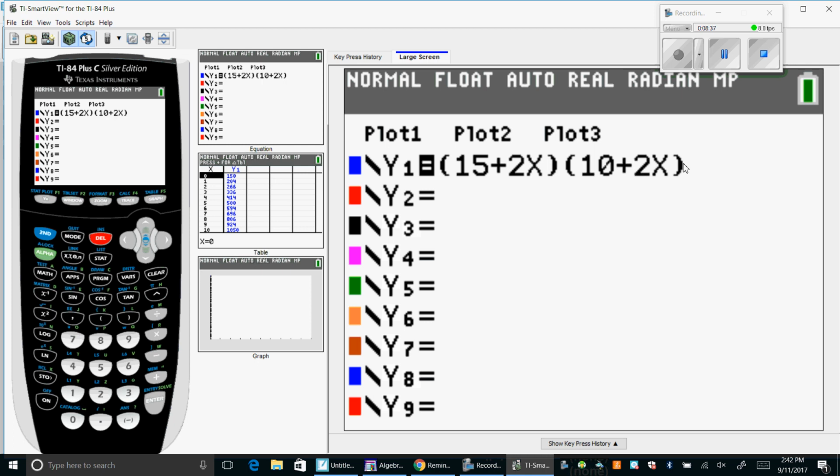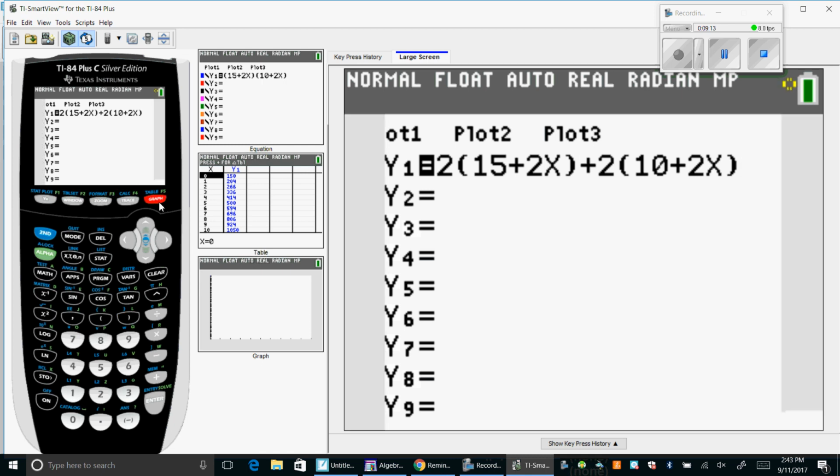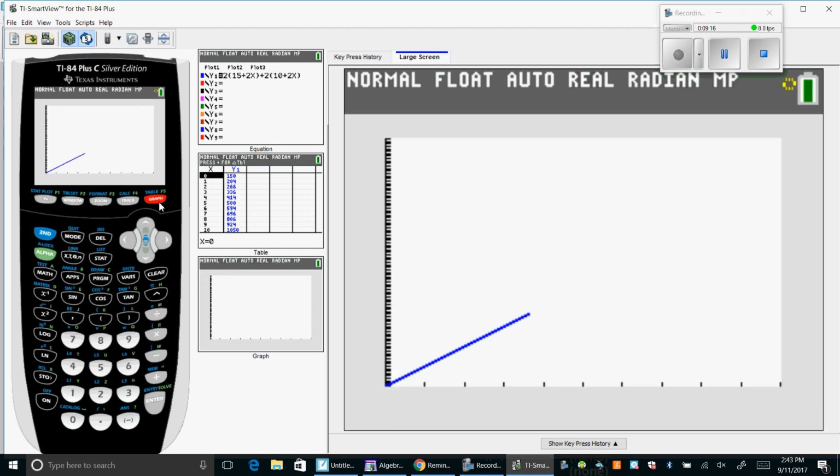Okay, let me do this again. How about 2 times 15 plus 2x. I wrote it right on that other page and then tried to remember when I came over here, and that didn't work. Plus 2 times 10 plus 2x. Okay, that should work better. I was wondering why it wasn't showing up. 2 times the length plus 2 times the width. And then I'm going to graph that. All right, and it is linear.